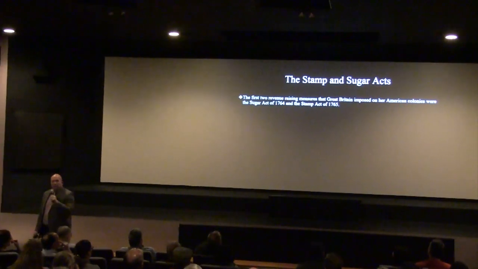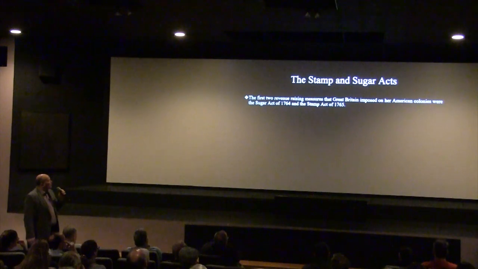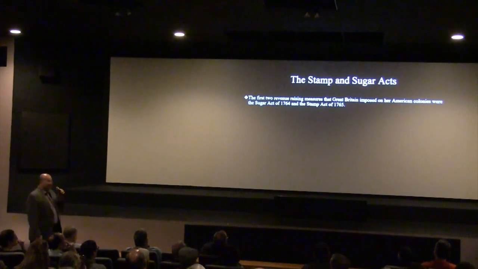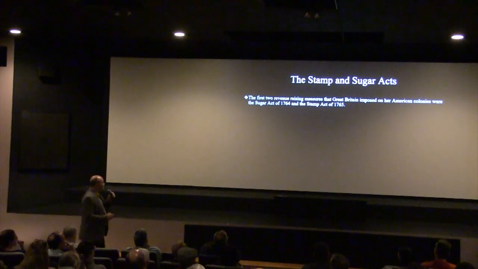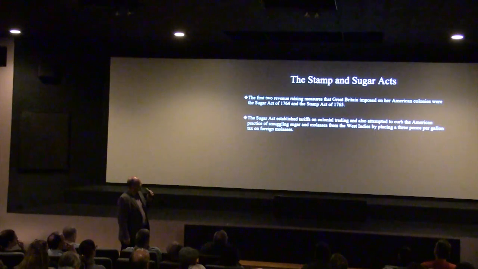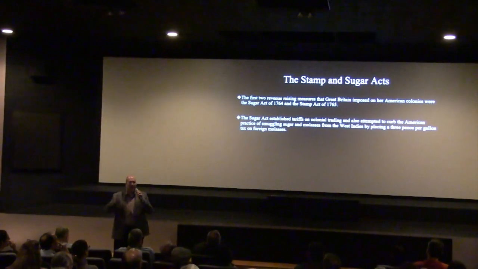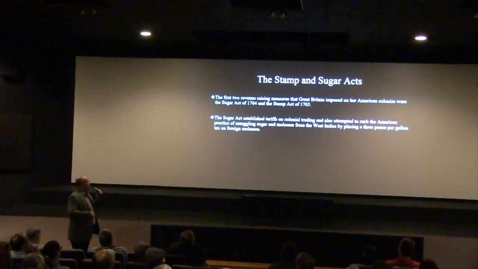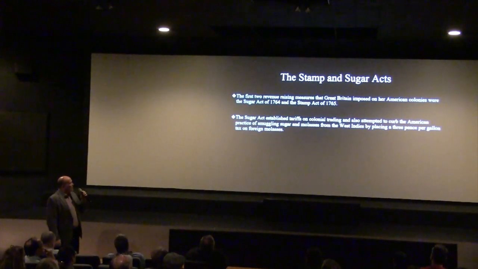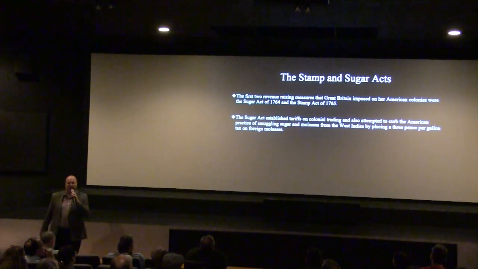The first two revenue measures that Grenville proposed on our American colonies were the Sugar Act of 1764 and the Stamp Act of 1765. The Sugar Act essentially established tariffs on colonial goods and also attempted to cut back on American, particularly New England, smuggling with sugar and molasses from the West Indies by placing a 3 pence per gallon tax on foreign molasses.